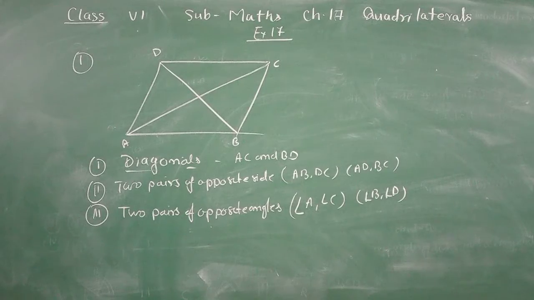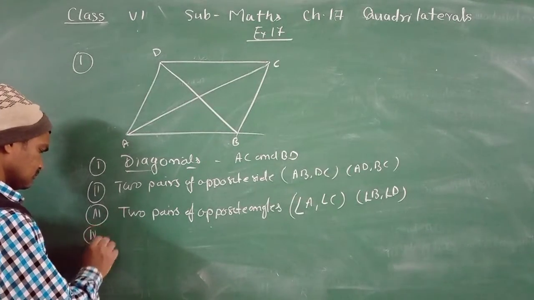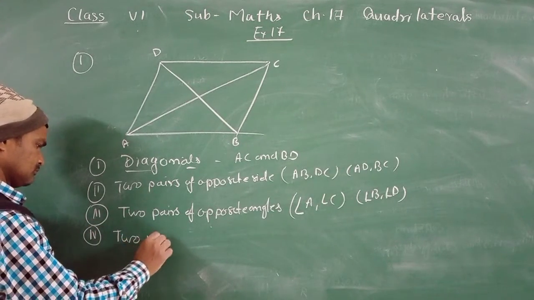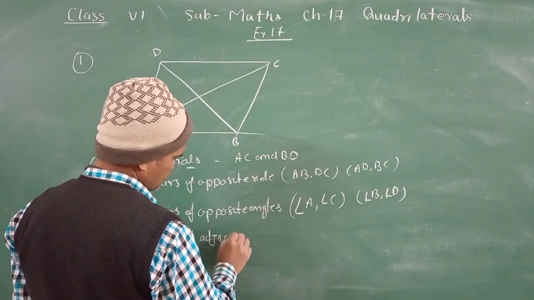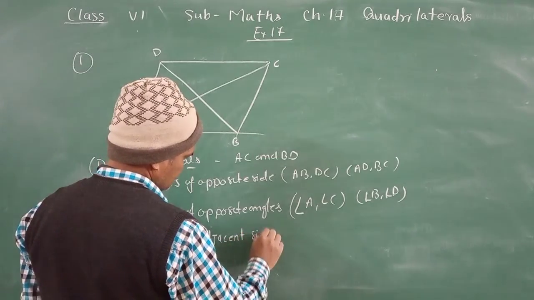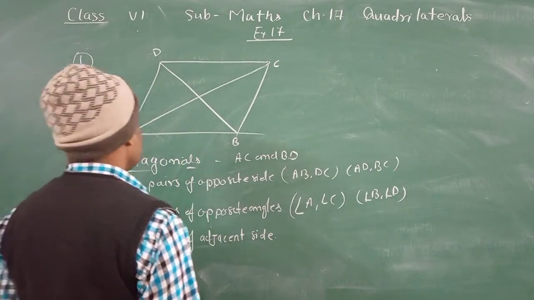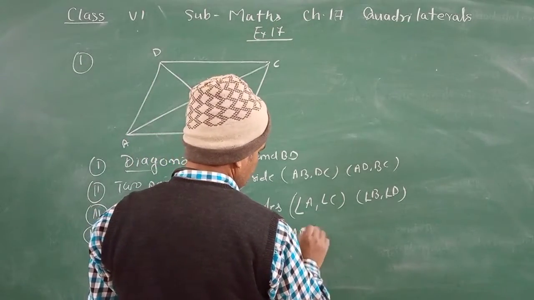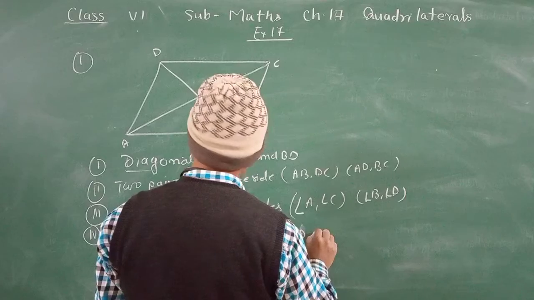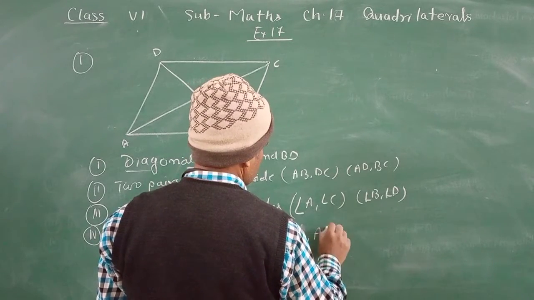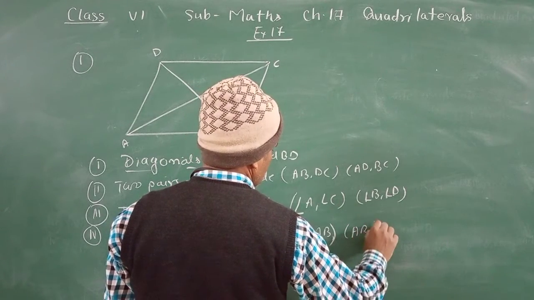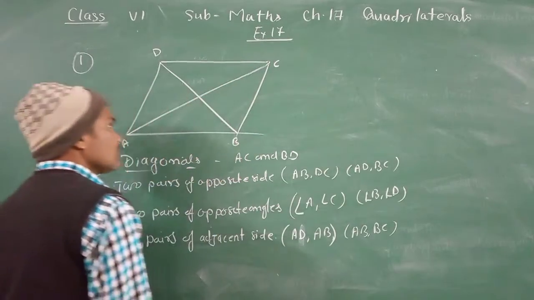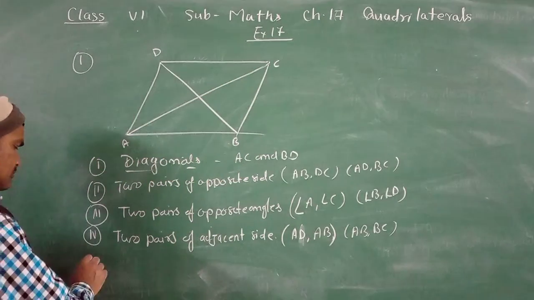Next is two pair of adjacent sides. That is AD, AB, BC. There are four pair of adjacent sides, but here you write only two pair.